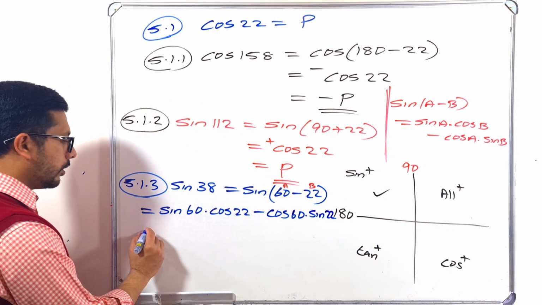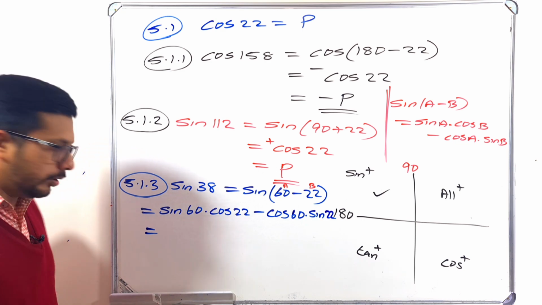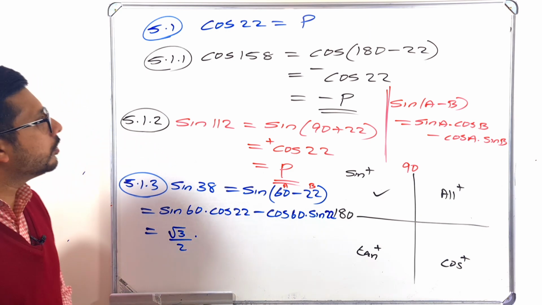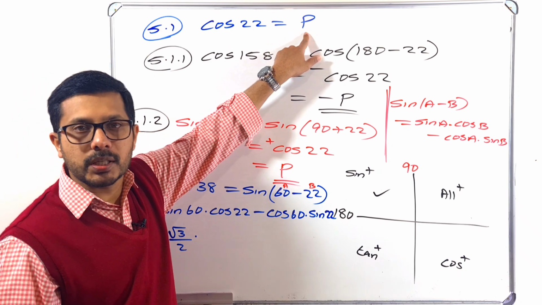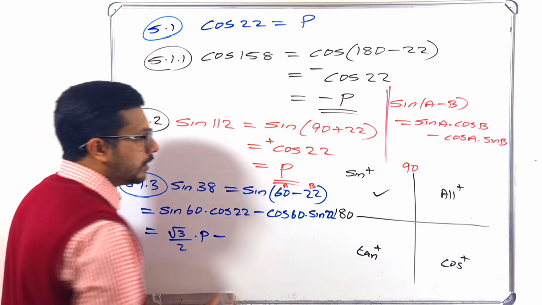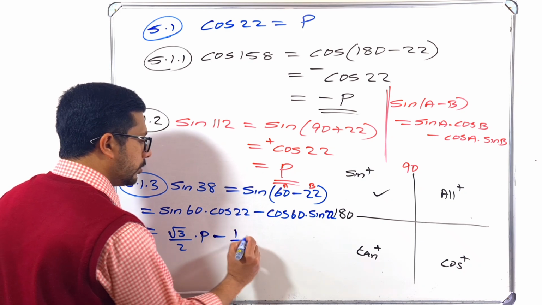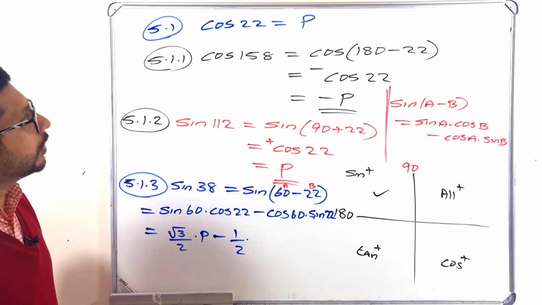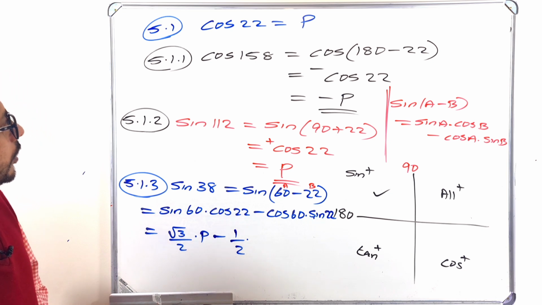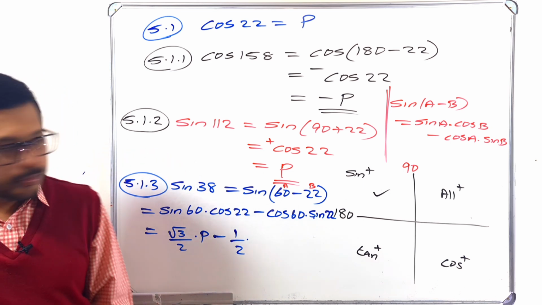Okay, now substitute the values. Sin 60, that is a special angle. What is sin 60? Root 3 by 2. So it is root 3 by 2 into cos 22. Cos 22, you know that it is given that cos 22 is P. So this cos 22 we can write as P, minus cos 60. What is cos 60? 1 over 2. Am I right? So it is minus 1 over 2 times sine 22. What is sine 22? Wow. Sine 22, we don't know what sine 22 is. So we have to find that sine 22. Am I right? Okay, so let's see how we can find that sine 22.